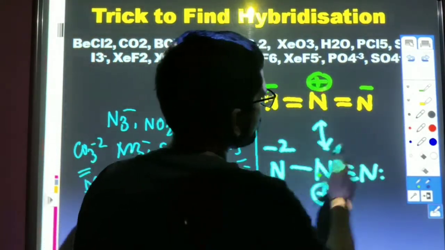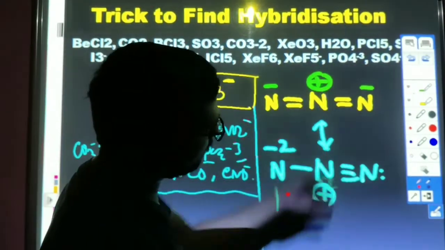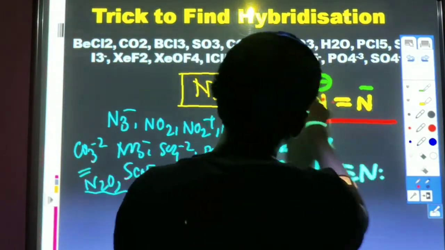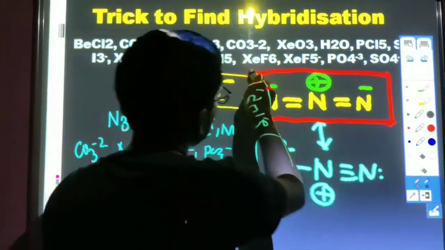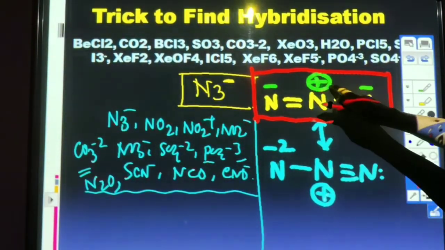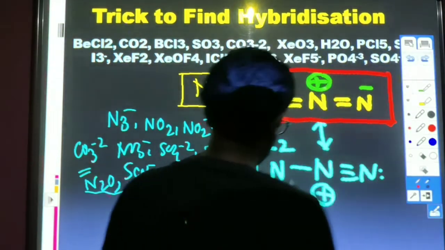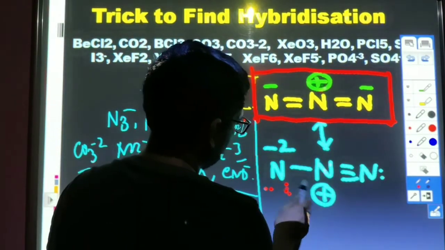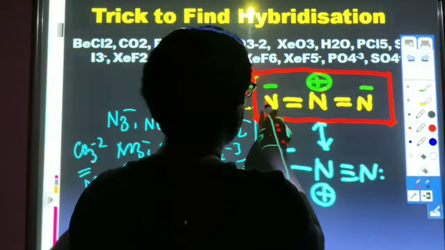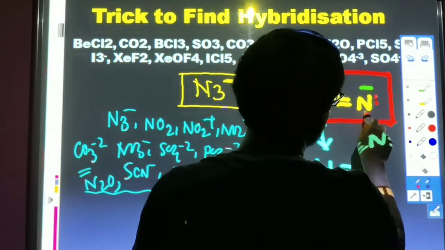Out of these two structures, for hybridization you can check anything, you can take anything, but this will be the most stable structure, because it carries less formal charge. Here it carries minus 2. Here 1, 2, 3, 4, 5, 6 and 7. And here 1, 2, 3, 4. Here 1, 2, 3, 4.